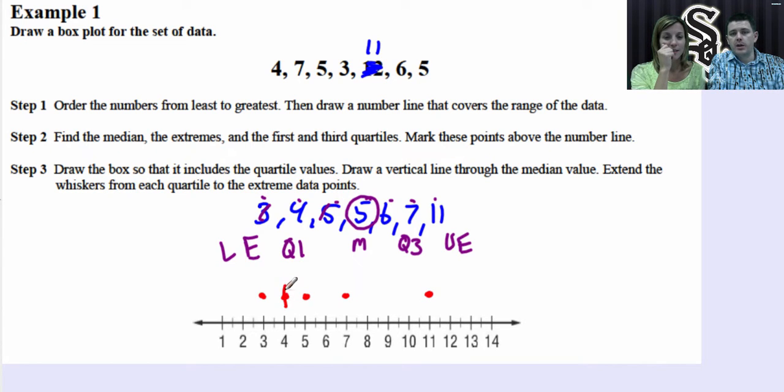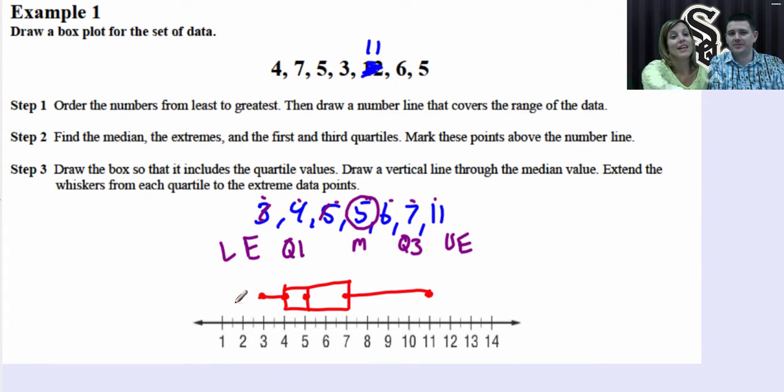The 3 in the middle, the quartiles and the median, are connected with the box. And then we draw our whiskers out to the upper and lower extremes. Draw a vertical line through quartile 1, median, quartile 3, and then extend to each extreme. Thank you for saying that so fancy. I'm just reading step 3. All right.